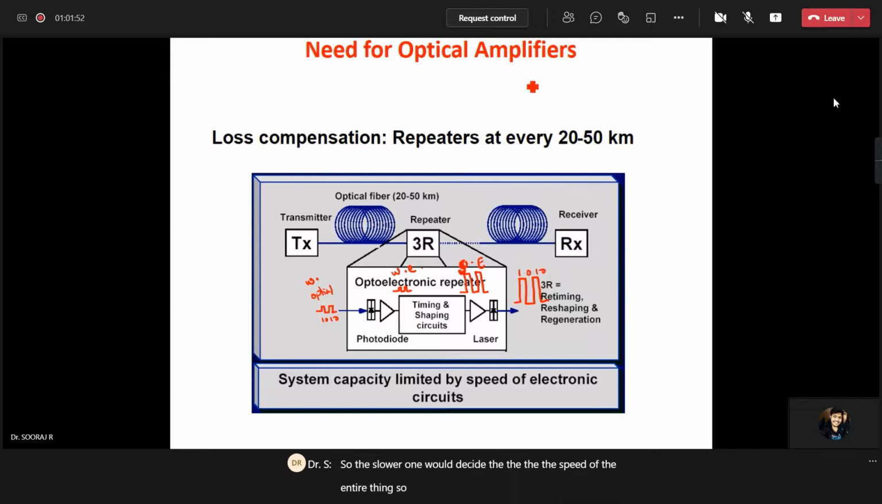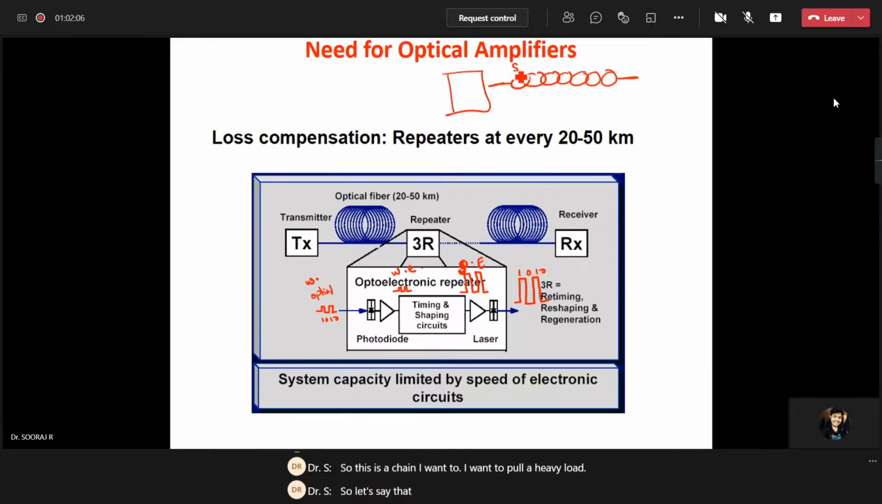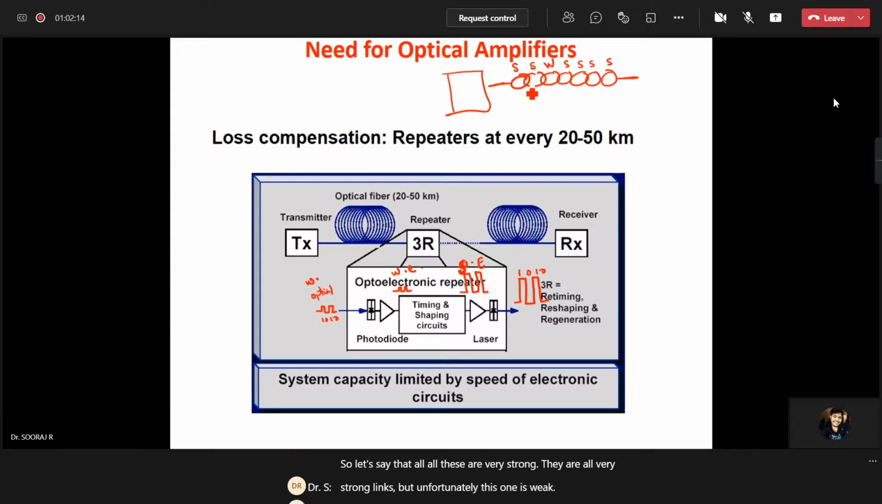Remember, if you have a chain like this, imagine that I want to pull a heavy load. Let's say that all these links are very strong, but unfortunately, this one is weak. If this is weak, the strength of the entire chain is decided by the weakest member. Similarly, if you have a series of devices that are connected, the speed of the entire system is decided by the speed of the one which is the slowest.